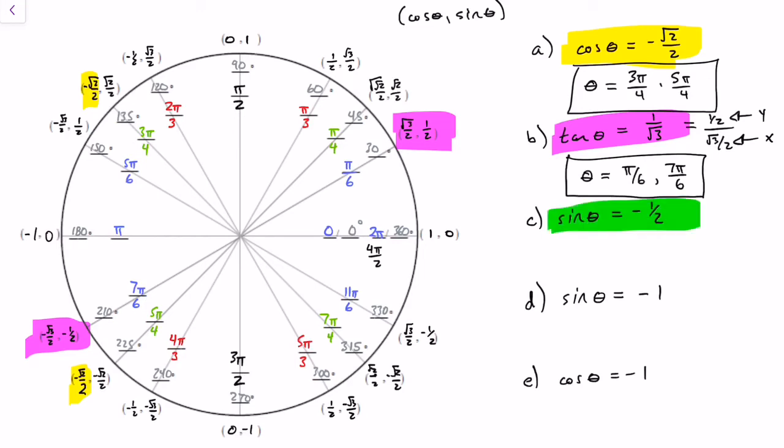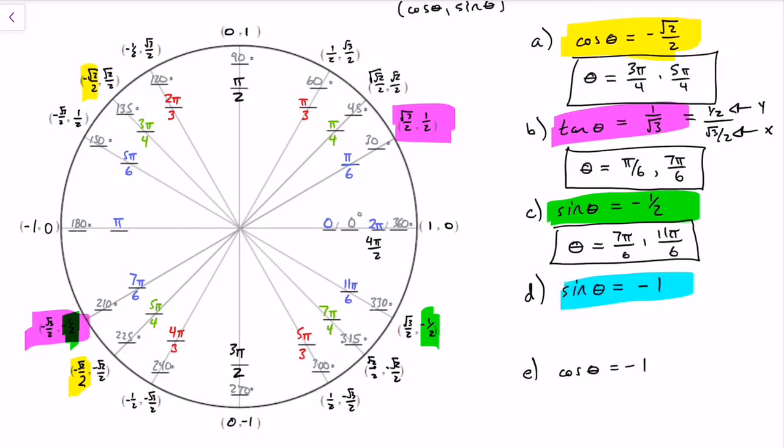Okay, C, sine theta is negative a half. So I'm looking for where there is a y value of negative a half. So y is negative in quadrants 3 and 4. So at 7 pi over 6 and at 11 pi over 6, I see y values of negative a half.